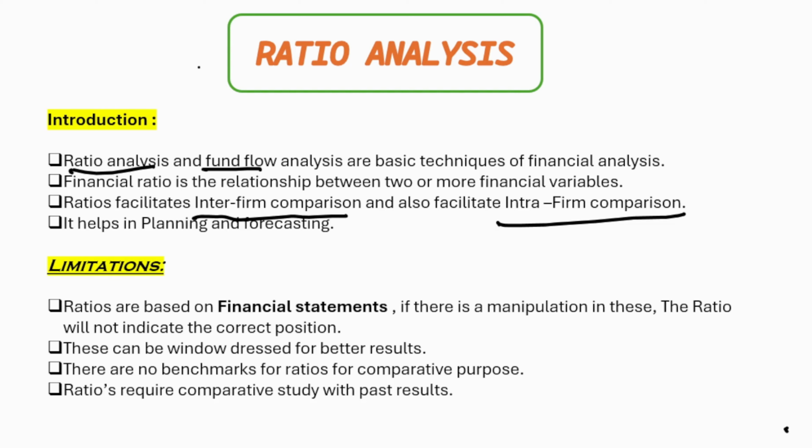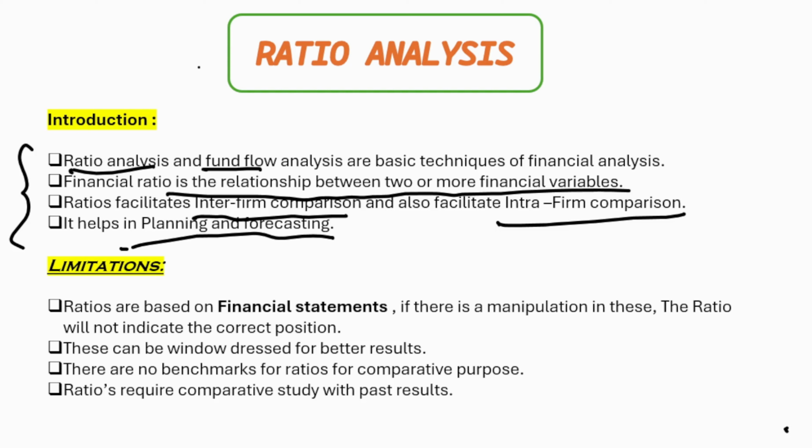And it also helps in planning and forecasting. Suppose you have a very low current ratio, then you should have a plan. What else do you need to do in the next quarter to increase the current ratio, right? So these are the uses of ratio analysis. And a very important point is that it is the relationship between two or more financial variables, right? Got it. Now it also has some limitations.